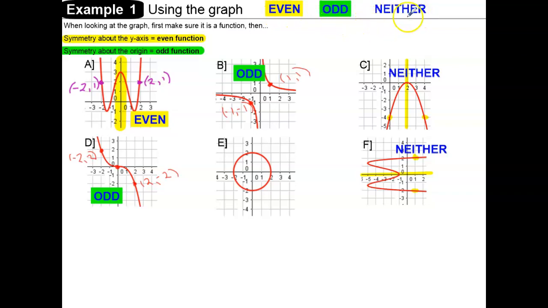But it's also not neither even nor odd, because remember up here it said first to make sure that what we're looking at is a function. You can't describe a graph as even or odd or neither if it doesn't pass the vertical line test, because those are labels for functions. And a circle, you can see, fails the vertical line test, and so this is not a function. And since it's not a function, we don't even worry about thinking of it in terms of even, odd, or neither.